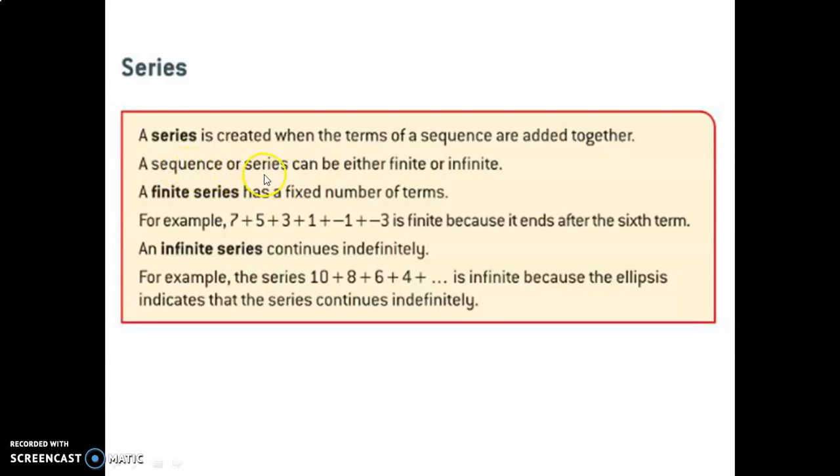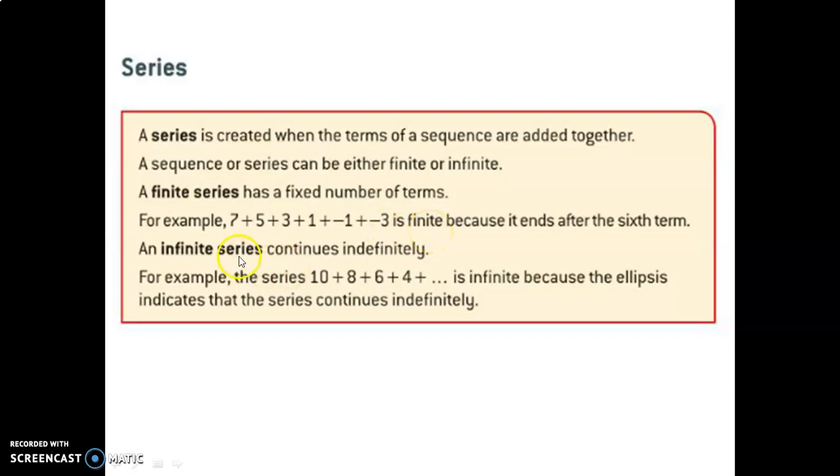A sequence or series can both be either finite or infinite, and a finite series has a fixed number of terms. For example, here is a finite series. If these numbers were just written with commas in between, that would be a sequence. But now we've put plus signs there, so we're adding all the terms in a sequence. Now that is called a series, and since this series has a beginning and an end here, it is finite.